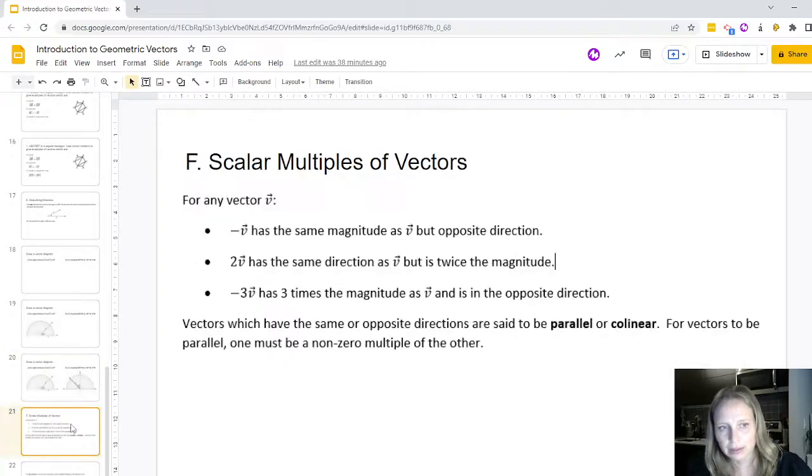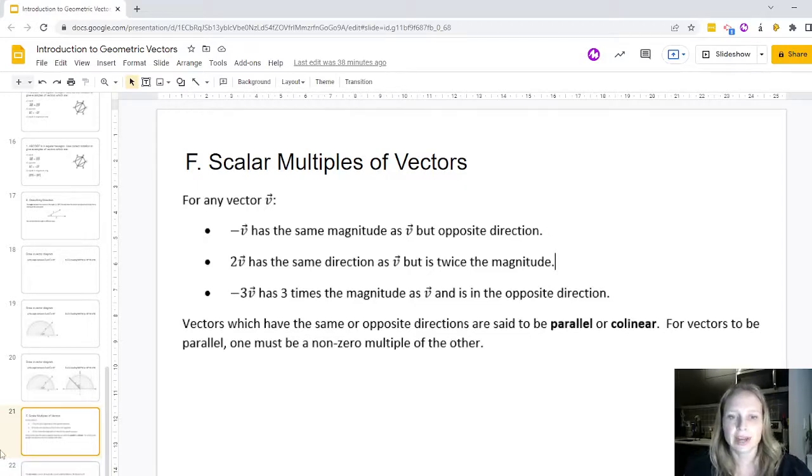Okay. So now, scalar multiples of vectors. For any vector v, negative v has the same magnitude as v, but in the opposite direction. So multiplying by -1 will give you an opposite vector. 2v has the same direction as v, but twice the magnitude. And -3v would have 3 times the magnitude of v and is in the opposite direction. These are scalar multiples, so the numbers -1, 2, and -3 are scalars. They're numbers that have only magnitude and no direction.